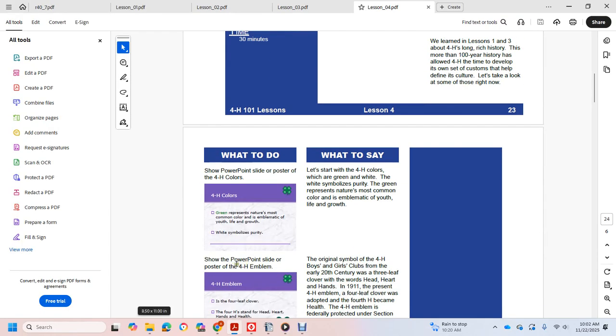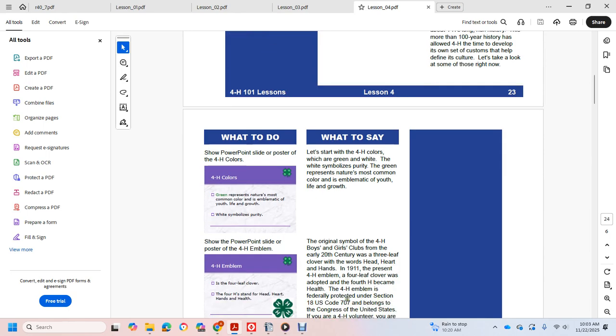Show the PowerPoint slide or poster of the 4-H emblem. The original symbol of the 4-H Boys and Girls Clubs of the early 20th century was the three-leaf clover, with the words head, heart, and hands. In 1911, the present 4-H emblem of the four-leaf clover was adopted, with the fourth H for health. The 4-H emblem is federally protected under Section 18 U.S. Code 707 and belongs to the Congress of the United States.